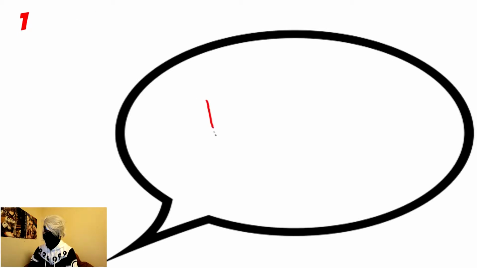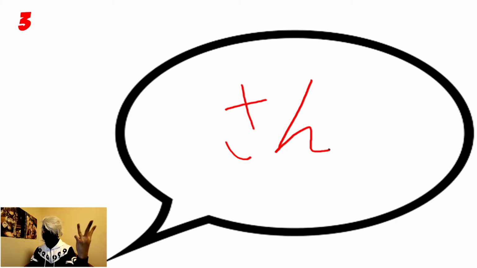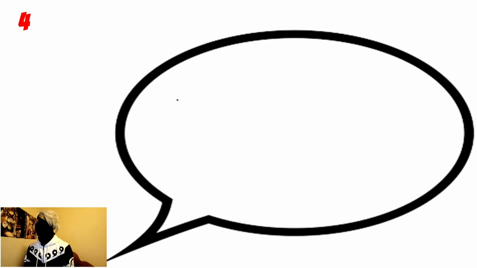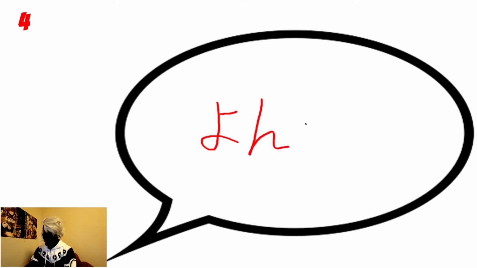Okay, Japanese numbers. How do you write number 1? Simple. That's ichi. 1. How do you write number 2? That's ni. Okay, number 3. That's san. Ichi, ni, san. Okay, so how about number 4? That's yon, or sometimes it's called shi. Ichi, ni, san, shi. Or ichi, ni, san, yon.